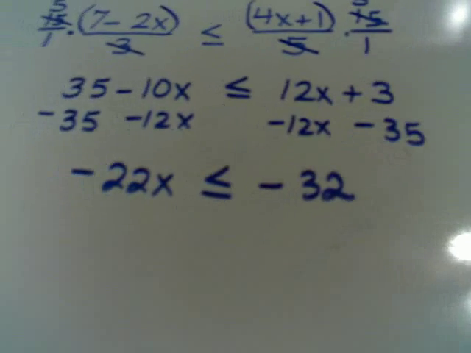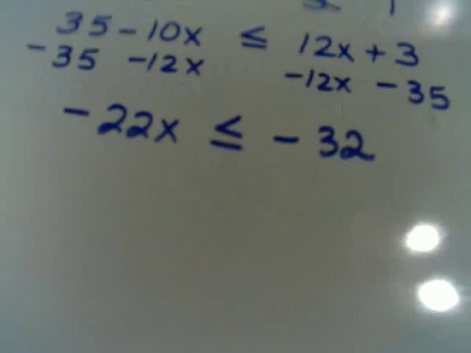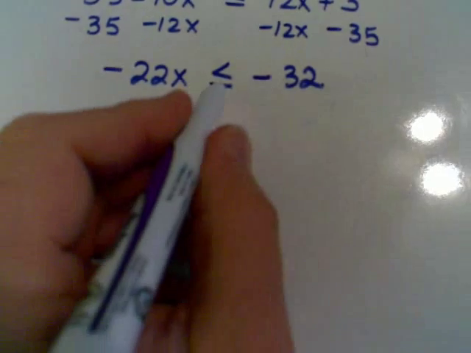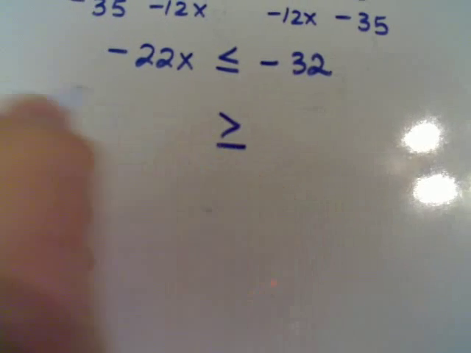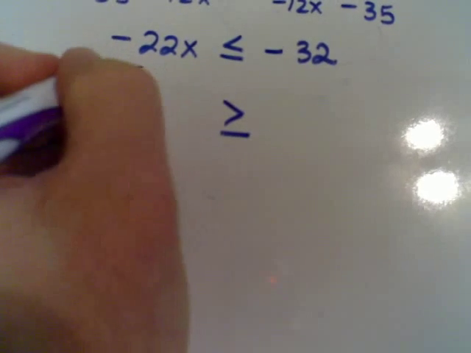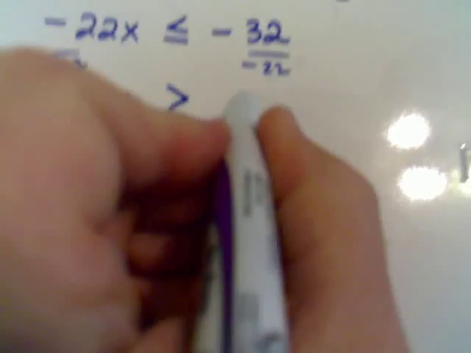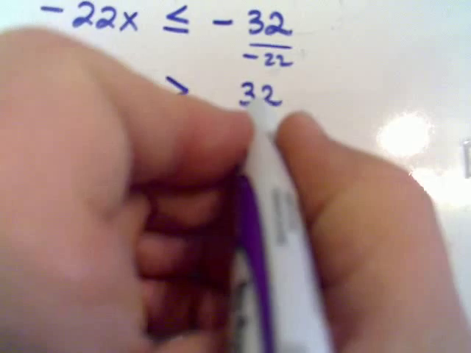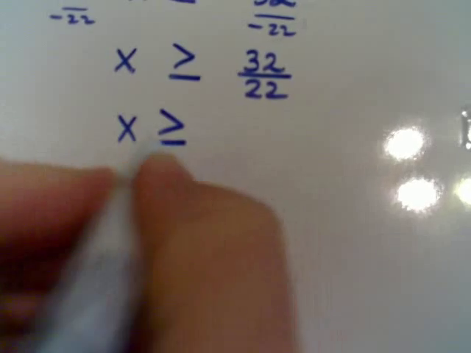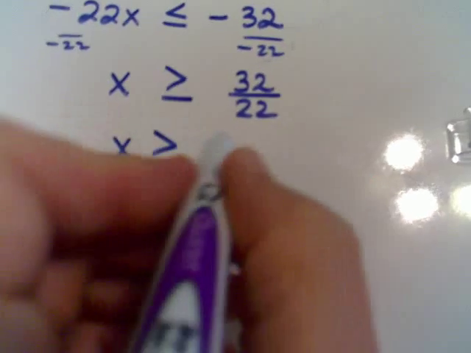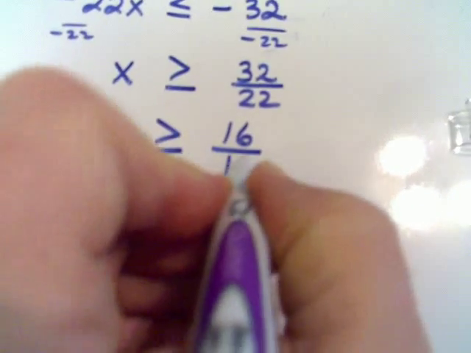At this point, we need to divide both sides by negative 22. When you divide both sides of an inequality by a negative, you're going to have to change the inequality sign. Okay, divide everything through by a negative 22. On this side we have x, and on this side negative over negative is a positive. We have 32 over 22. X is greater than or equal to. When I reduce this by a factor of 2, I get 16 on the top and 11 on the bottom.